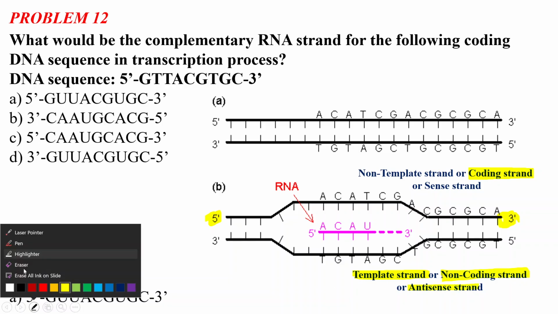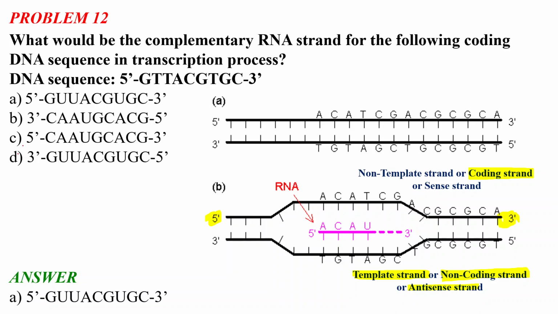Now let us solve this question. This is the DNA sequence, and this is the coding strand. If it is a coding strand, it is a non-template strand. So what will be the template strand? The template strand will be its complement: 3 prime C A A T G C A C G 5 prime.